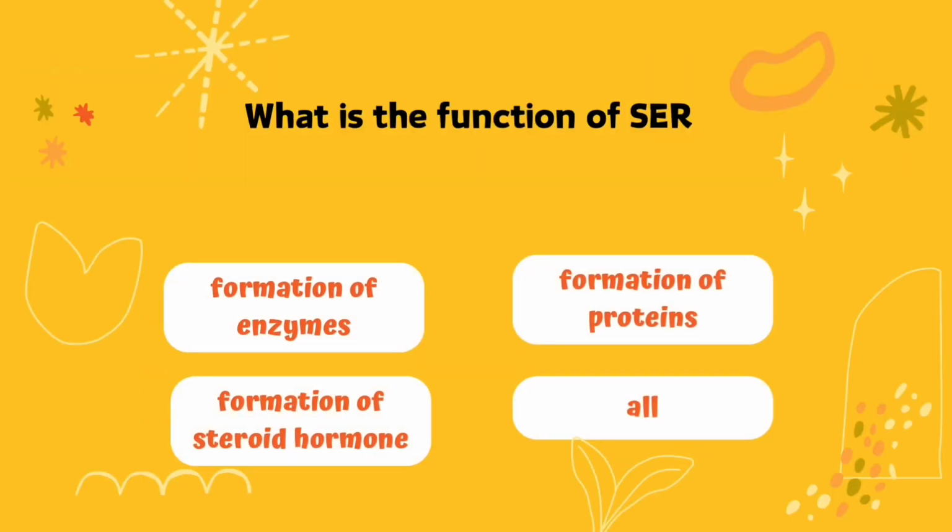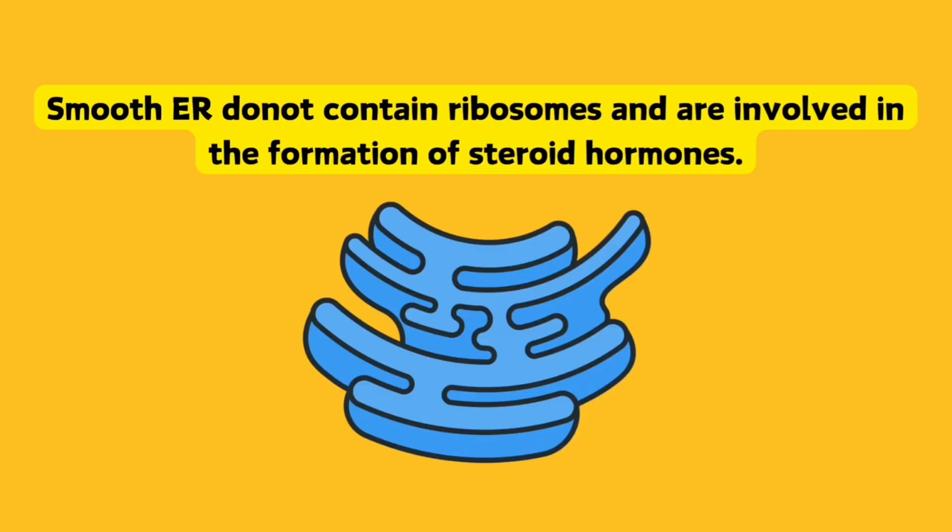What is the function of smooth endoplasmic reticulum? The options are formation of enzyme, formation of protein, formation of steroid hormone, or all of them. The answer is formation of steroid hormone. Smooth endoplasmic reticulum does not contain ribosomes and is involved in the formation of steroid hormones.